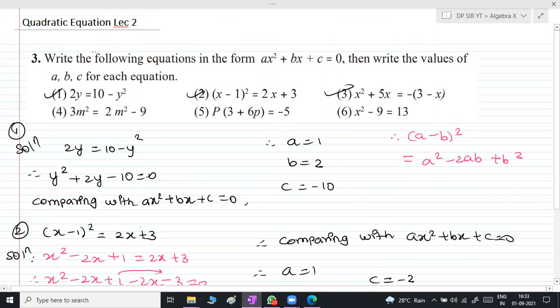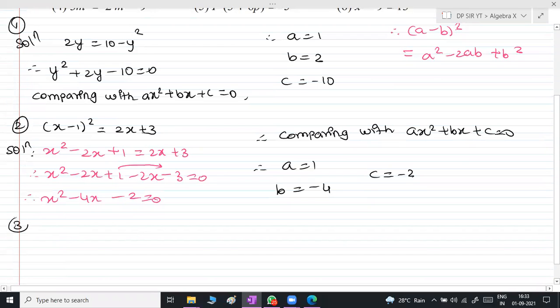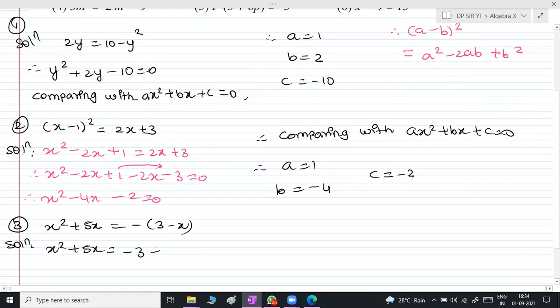That is x square plus 5x is equal to minus 3, minus x. So the minus sign is outside. Can I just write it in the standard form first of all? It's looking so abnormal now, so first of all, write it neatly. x square plus 5x is equal to minus 3, and multiplying the minus sign inside gives plus x. Therefore, now write it in standard form.